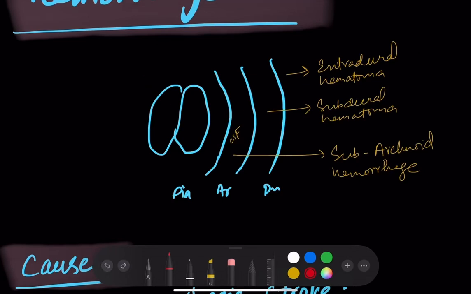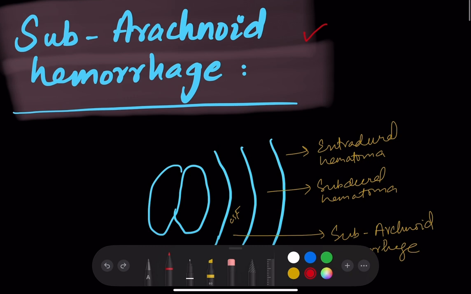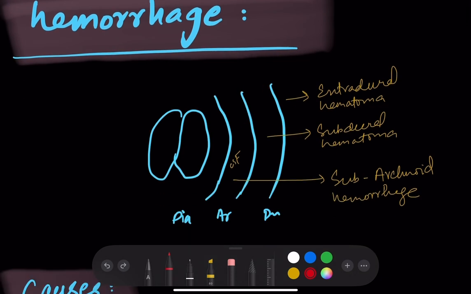So in this video we will discuss the topic of subarachnoid hemorrhage. We will discuss how it occurs and what the investigation options and treatment options are for this disease. The brain is covered in three layers, that is pia mater, arachnoid and dura mater.